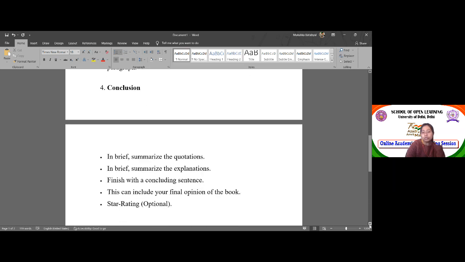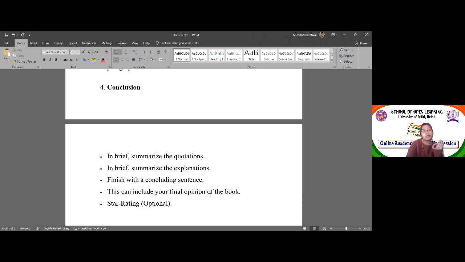And finally, you conclude. You write your conclusion, you summarize the quotations, you summarize what you're trying to explain, you use your own opinion and your final verdict on the book, that is, whether you would recommend someone to read this book or not. There's a star rating option, as you could have seen in a lot of newspapers and websites. Usually there's 4 stars, 3.5 stars, 4.5 stars. This is optional, depending on whether you have to give it or not. But your final verdict in your review is very important, which means whether you recommend people to read the book.